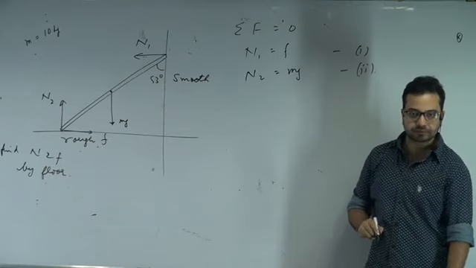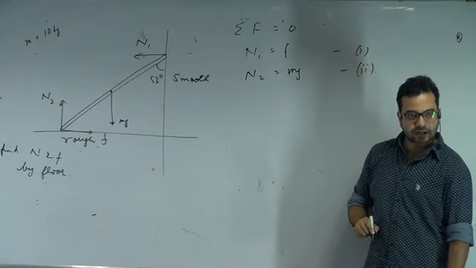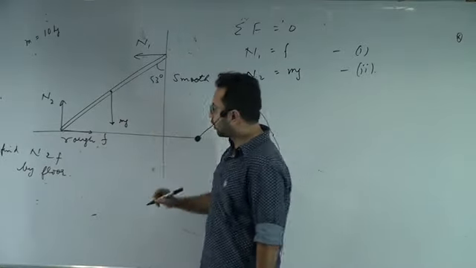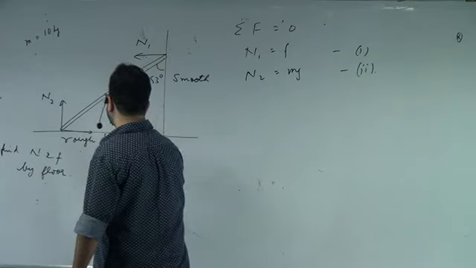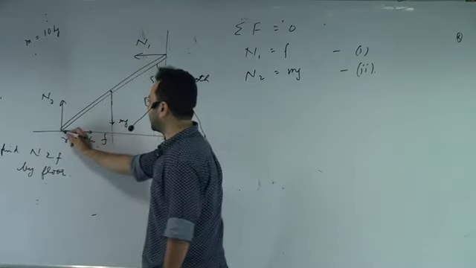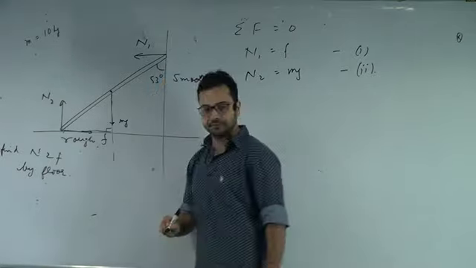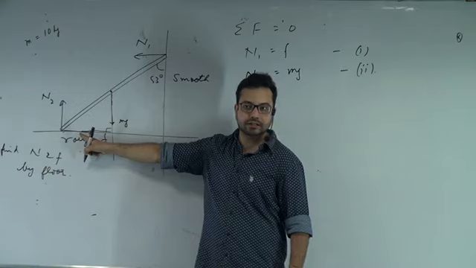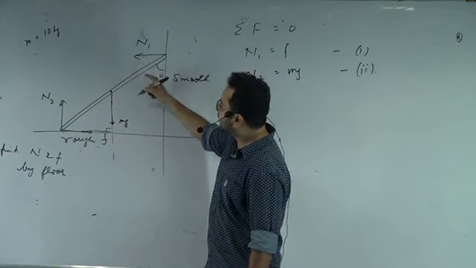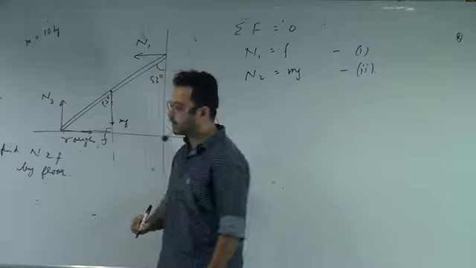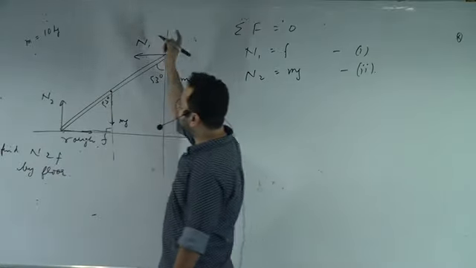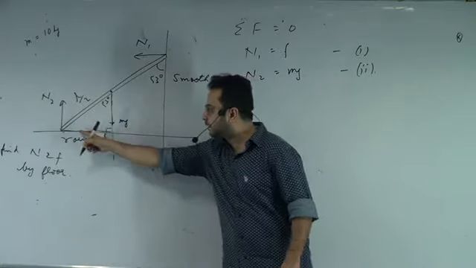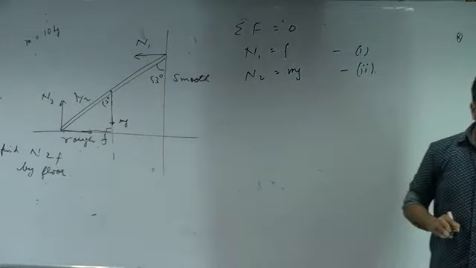How do we find that out? Extend the line of action of force. If I'm calculating the torque for mg, I'm going to extend the line of action of force, then drop a perpendicular. I have to find this perpendicular length. How do I find it? This angle is 53 degrees, so this angle will also be 53 degrees. If the total length is L, then this length is L by 2. So this length becomes L by 2 sine 53 degrees.